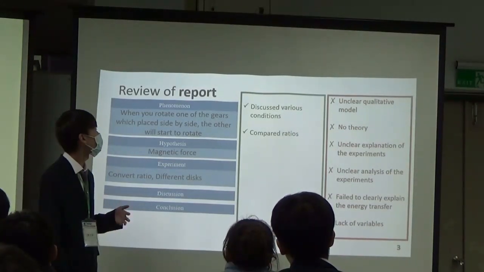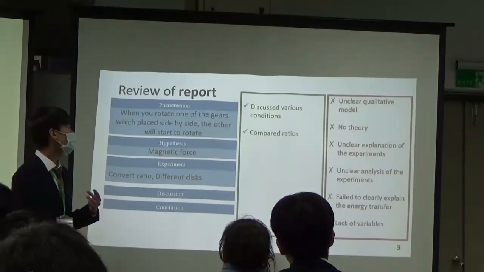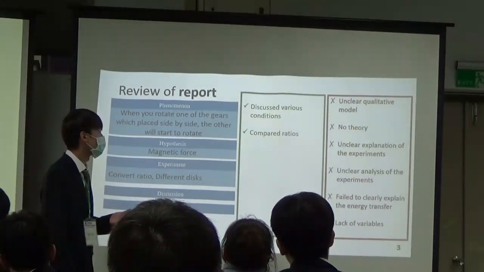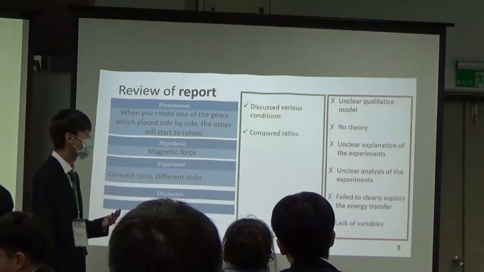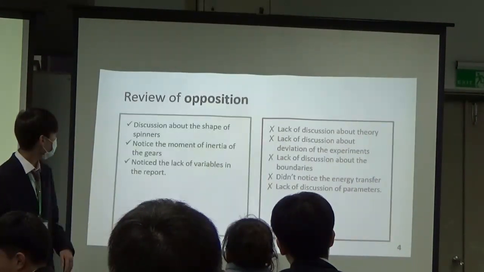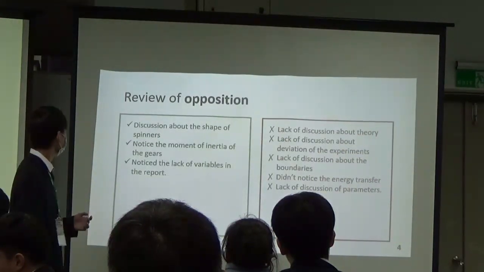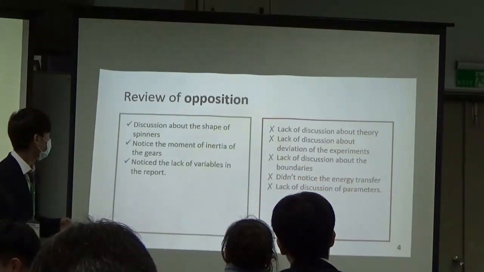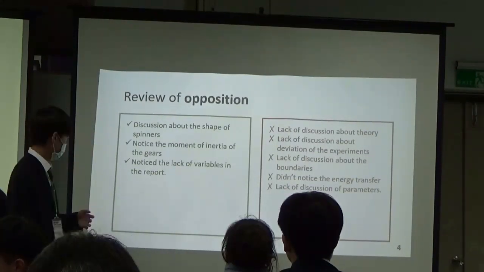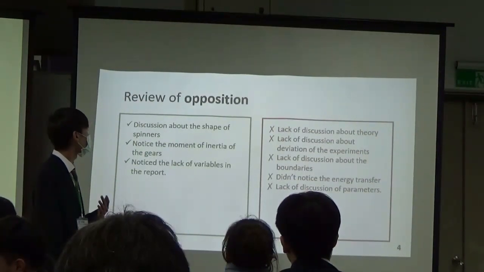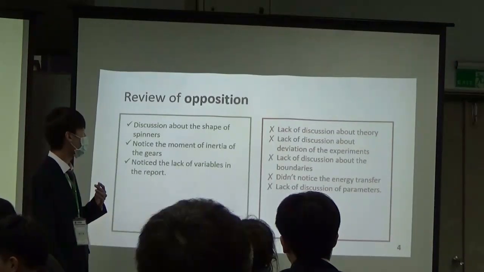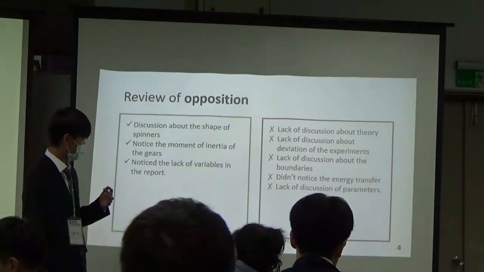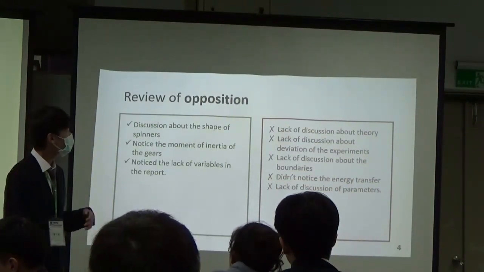For the weak points, we have an unclear qualitative model, no theory, unclear explanation of experiments, analysis on experiments, and depth of variables. Review of the opponent: he has discussed the shape of the spinner, the moment of inertia of the gears, and noticed the lack of variables in the report. However, she didn't find the deviation in his theory.